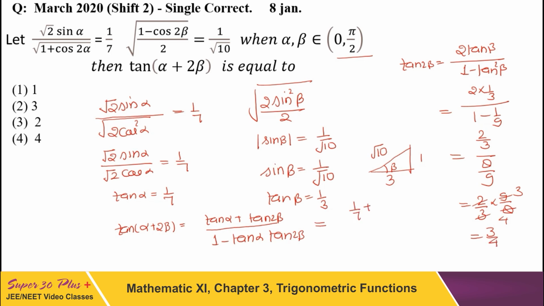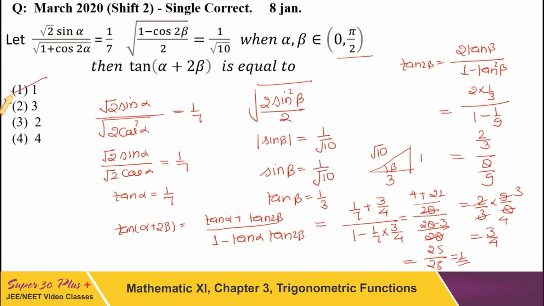1 by 7 plus 3 by 4 whole upon 1 minus 1 by 7 into 3 by 4. Again simplify it, 28 is the LCM, it is 4 plus 21 whole upon 28 minus 3 upon 28. It cancels out, it will become 25 upon 25, answer is 1. Option first is the correct answer of this question.